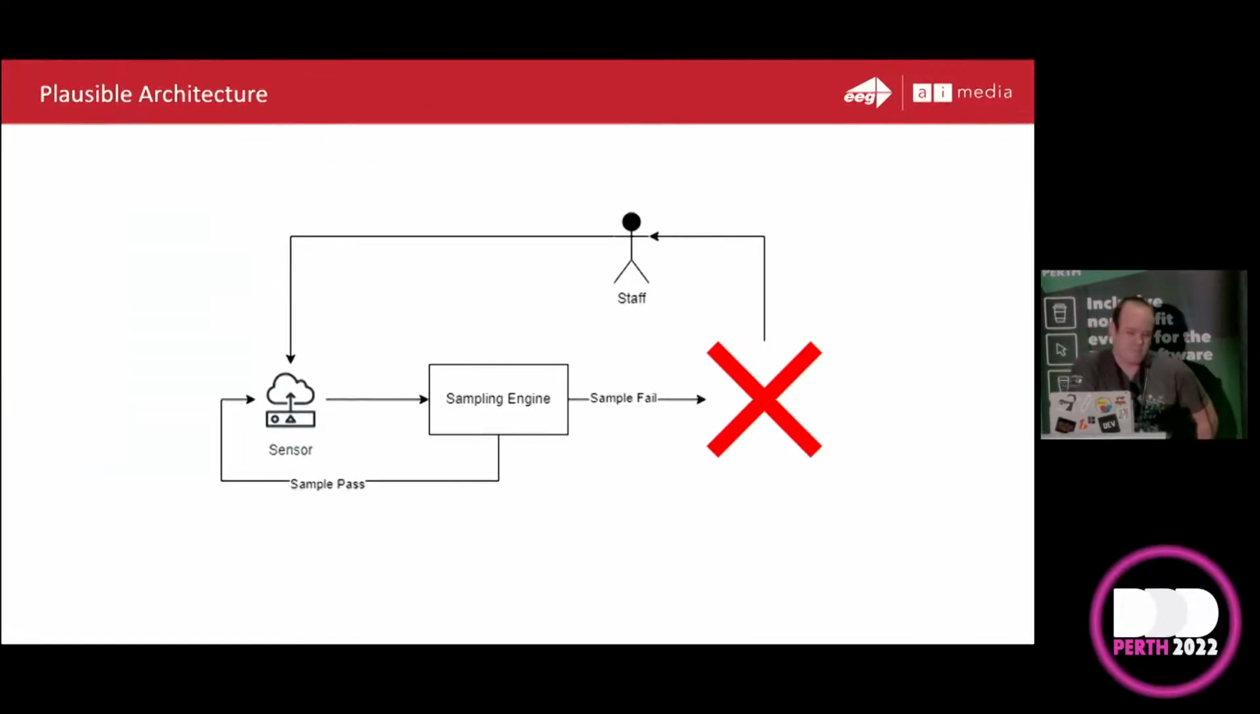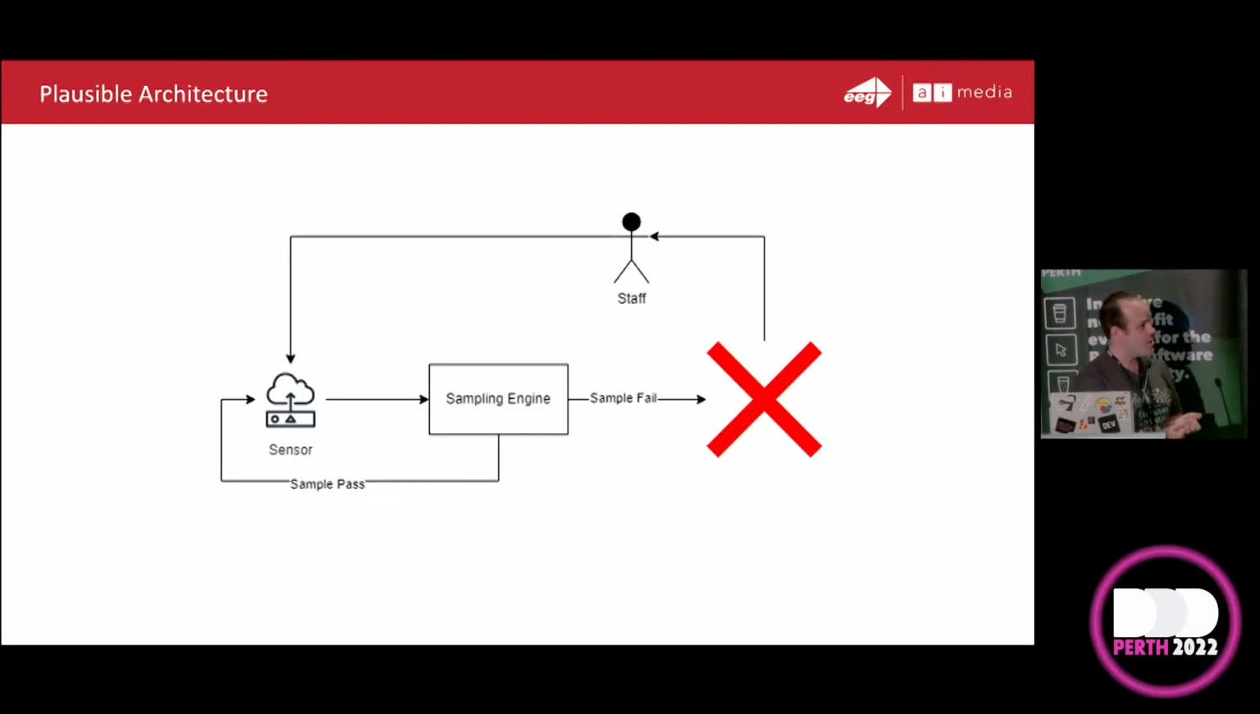So this is a plausible architecture, right? It's not a good one, I'll give you that. But it's a plausible architecture. We have a sensor. It's sending some sort of data to a sampling engine. There we have a pretty box. The box I said don't do, because boxes are not good.